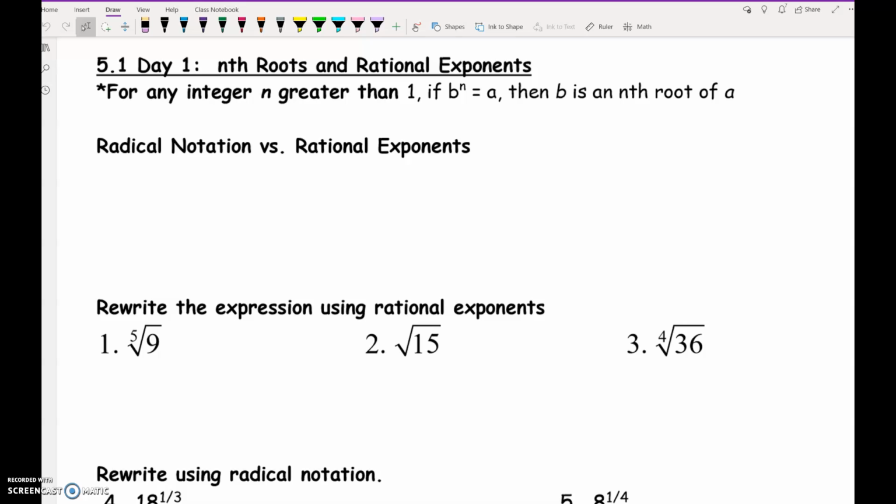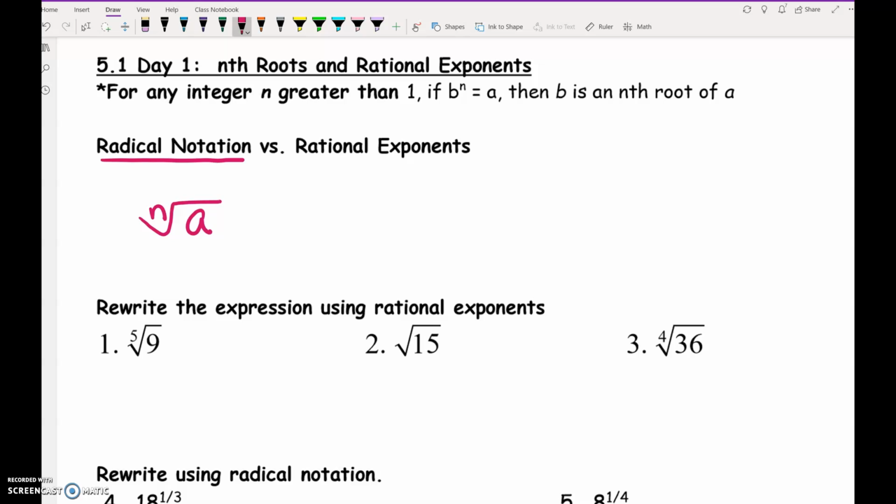So today we're looking at radicals versus rational exponents. We've talked about square roots before. Now we're going to look at things that are similar to square roots, but they're different roots. So this is called the nth root of a.